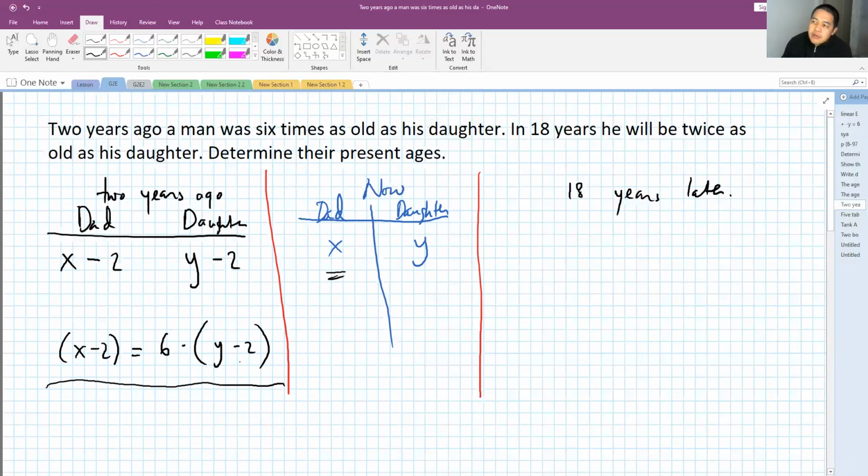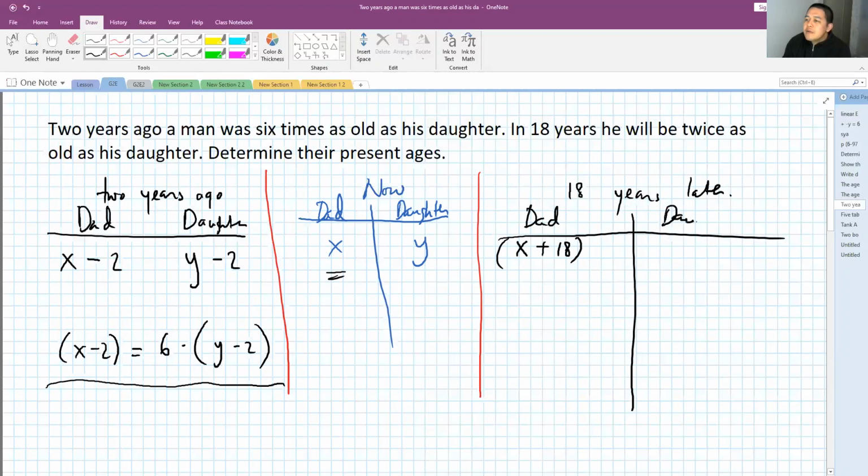So in order to solve this one, we need one more equation that has x and y variables in it. We can get that equation from the situation 18 years later. So in this case, if the age of dad now is x, that means 18 years later he will be x plus 18, right? So this is the age of the dad. And then the age of the daughter will be y plus 18 also, because this is talking about 18 years later.